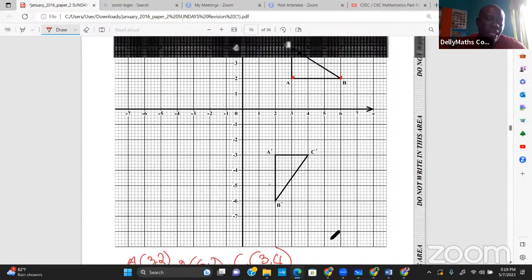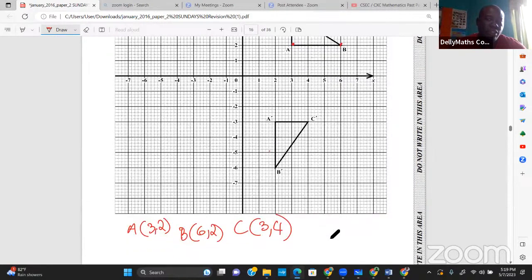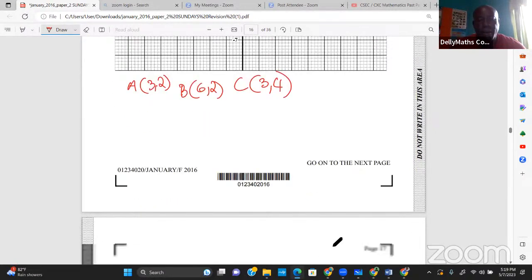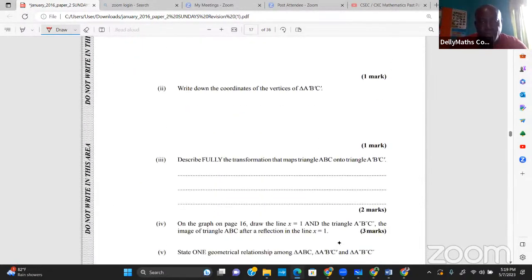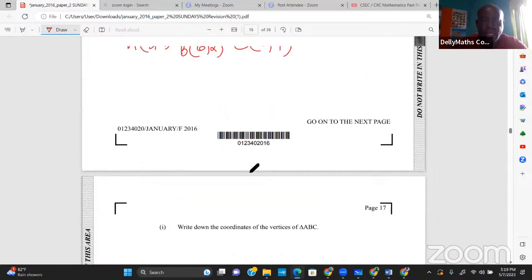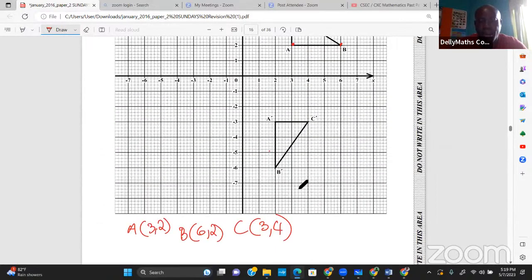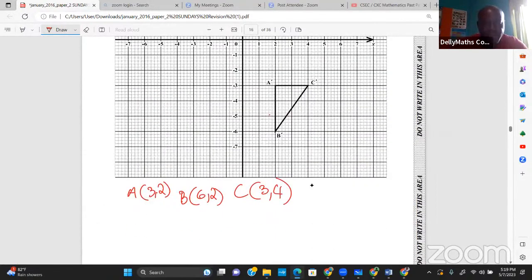So there it is. Looking at the coordinates, they ask us for it. You write them down. All right. Write down the coordinates of the vertices A prime, B prime, C prime. So they're asking you for more coordinates again. A prime, B prime, C prime. I'm going to put it underneath it.